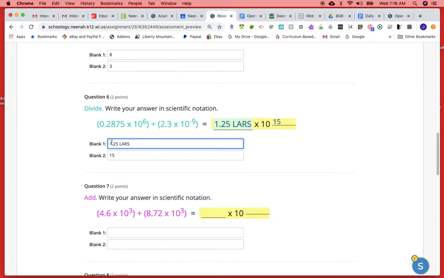So we moved one place to the right, and since we're moving to the right, we need to subtract. We subtract by the number of places we moved, place value. So we moved it one place value. So we're going to subtract by 1. So 15 minus 1 is 14. And I'll get rid of LARS. So our final answer should be 1.25 times 10 to the 14th.